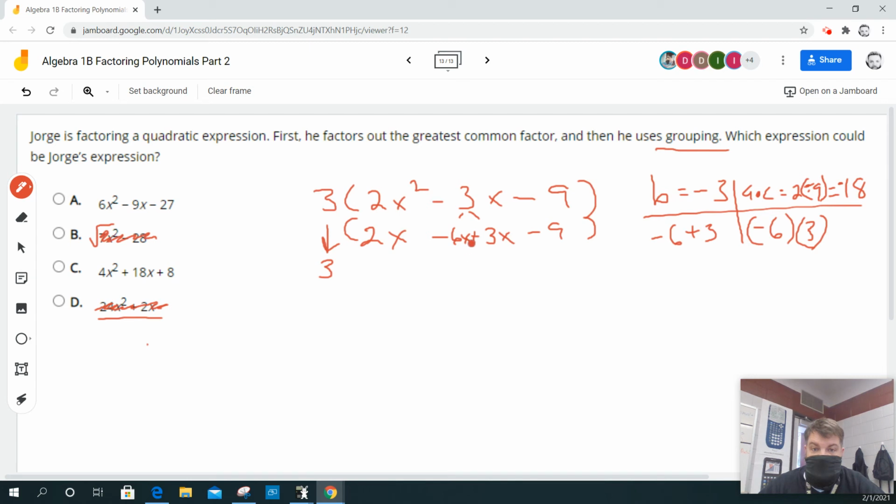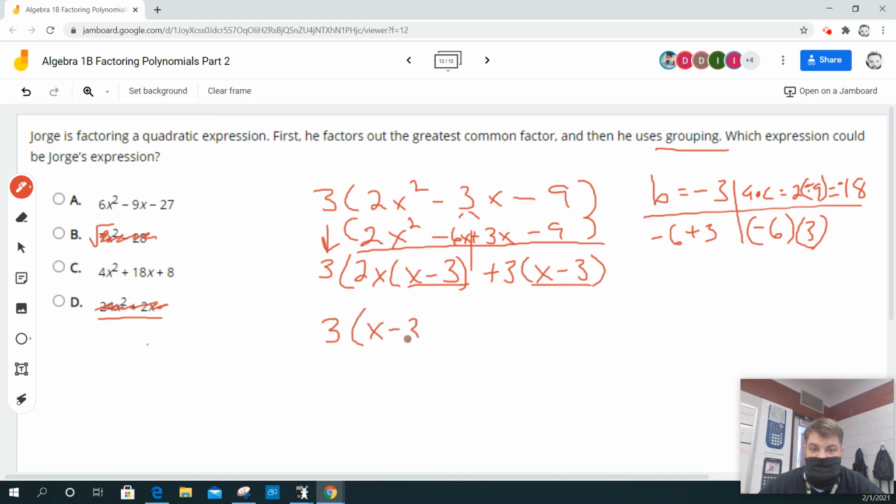So in the next step, I'm going to factor out 2x here, and that gives me x minus 3. I'm going to factor out a +3 here, and that gives me x minus 3. I can factor out the x minus 3, and I get 3 times x minus 3, and then what goes in here is this 2x plus 3.